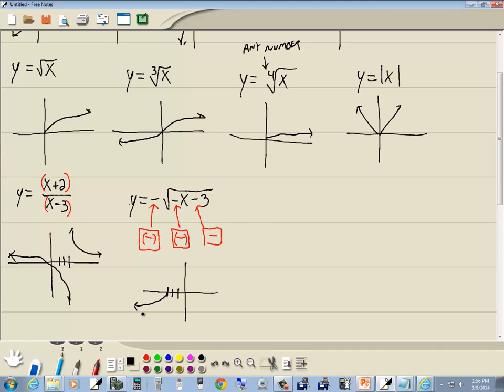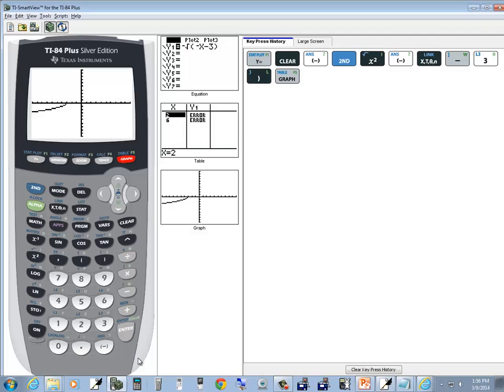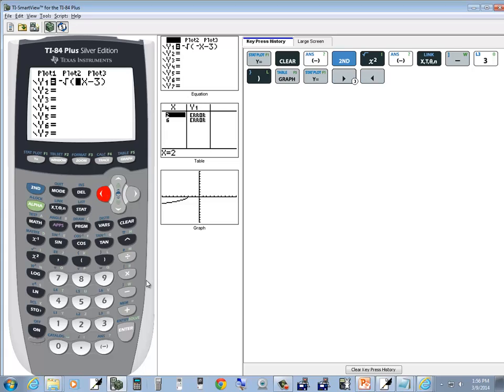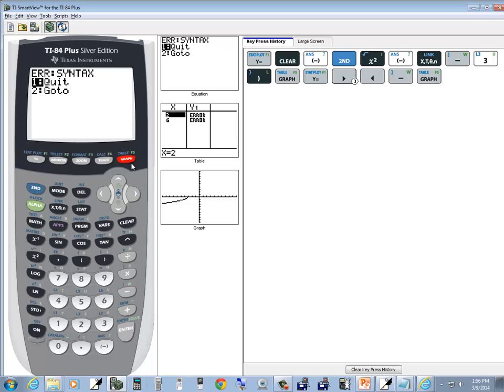And that would be our graph. Let's see what happens if we put the wrong dash. I'm going to go back to y equals, and this dash that's before our x, I'm going to change it to a minus, and then press graph. We get a syntax error. Well, that's okay. We know how to handle syntax errors.